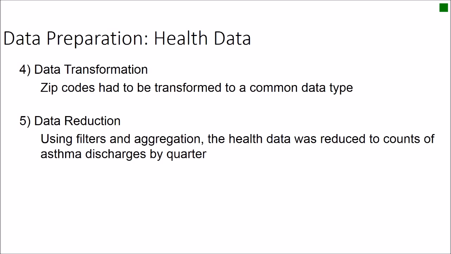And lastly, in terms of data reduction, as I mentioned earlier, we were able to just use filters in the form of the SQL where clause to filter out data that was missing either zip codes or the admitting diagnosis code, the ICD-9 code for asthma. And then, of course, we used aggregation to count up the number of asthma patients for the quarter by zip code.